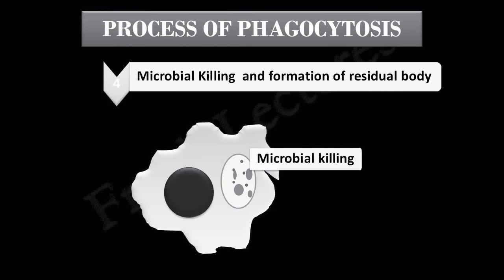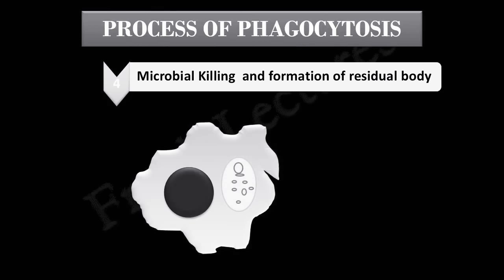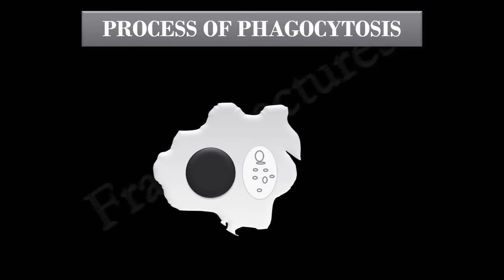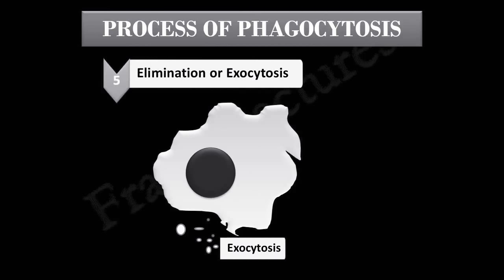Once the killing and digestion of the engulfed microbial cell happens, only indigestible material remains in the sac, and this sac containing the indigestible material is known as residual body. This residual body then moves towards the cell boundary and discharges its waste outside the cell. This process is known as exocytosis.